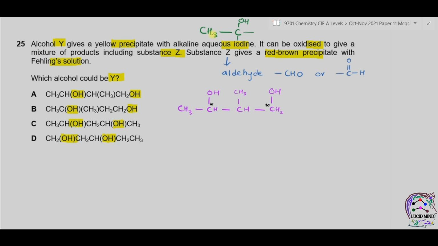Also we can see that CH3COH is present. So therefore this will give a yellow precipitate with alkaline aqueous iodine. So A could be the correct option. Let's draw part B. We have CH3, then carbon, OH, then another substituent CH3, then we have CH2, CH2OH.